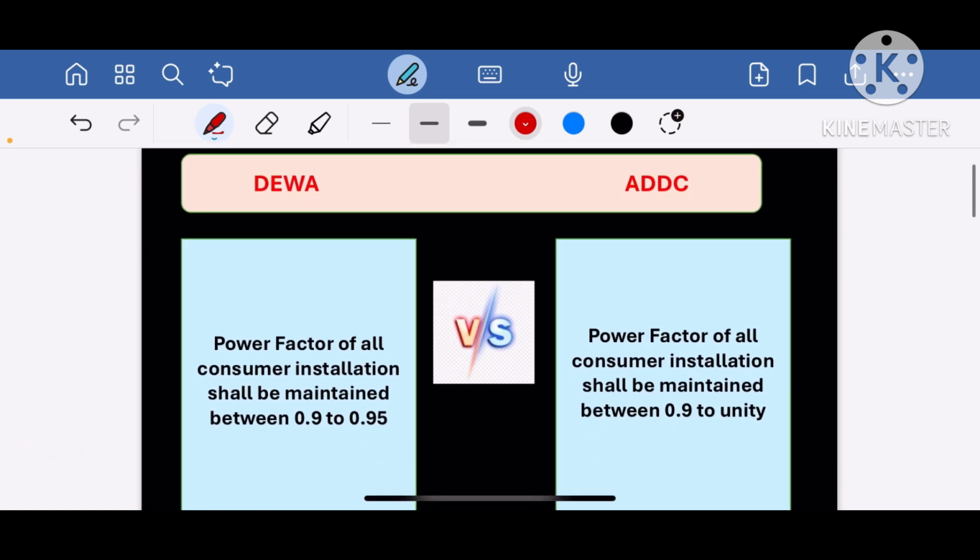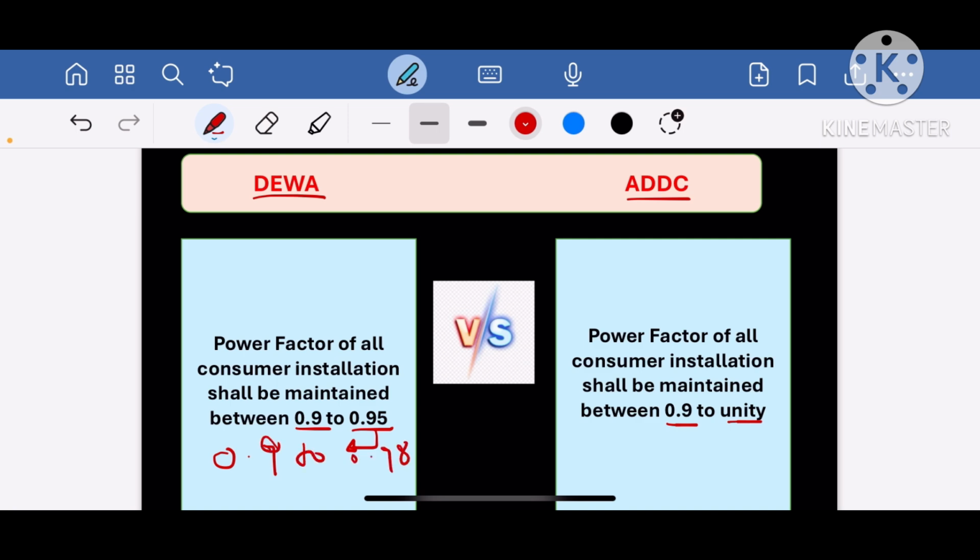As per DEWA regulation, the power factor to be maintained at the consumer end is between 0.9 to 0.95. But as per ADDC regulation, the power factor we have to maintain at the consumer end is between 0.9 to unity.